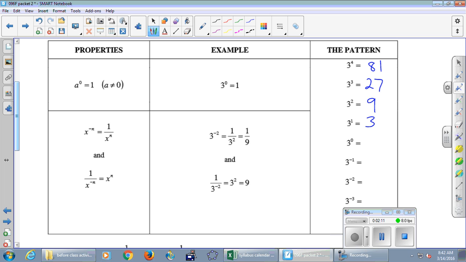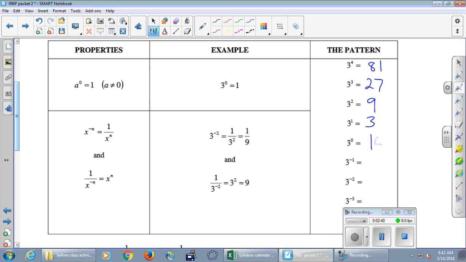So if the rule for going up the ladder is multiply by 3, then the rule for going down the ladder is divide by 3. Yes? So 81 divided by 3 gives 27. 27 divided by 3 gives 9. 9 divided by 3 gives 3. What should I put in this next spot right here? A 1. Because the rule is just divide the previous number by 3.